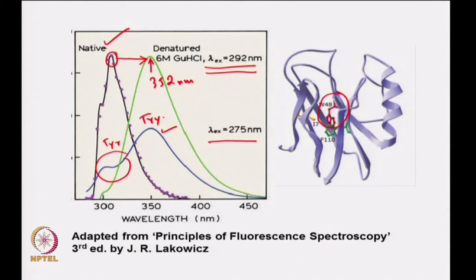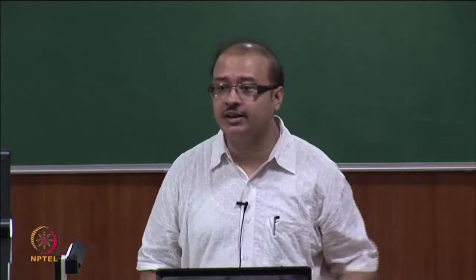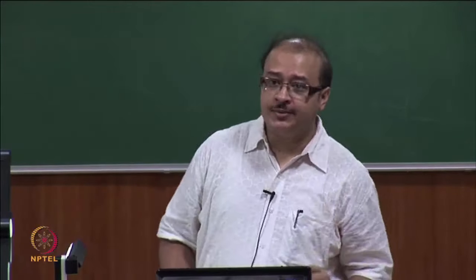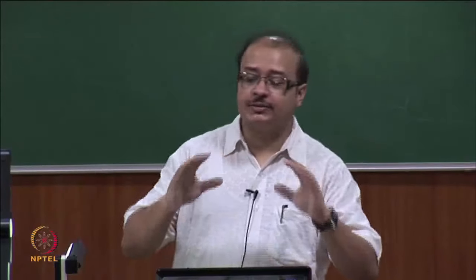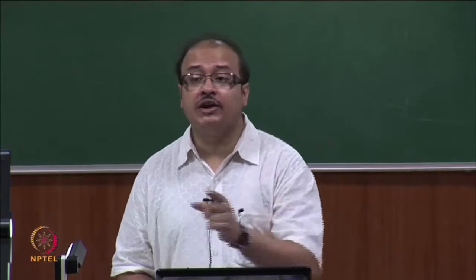If you go back to our previous discussions, in proteins along with tryptophan, we have 2 other fluorophores, tyrosine and phenylalanine. Now, tyrosine and tryptophan have very close absorption spectra. When I say very close, I mean that if you are exciting at 285 or 280, you are going to excite both tyrosine and tryptophan.